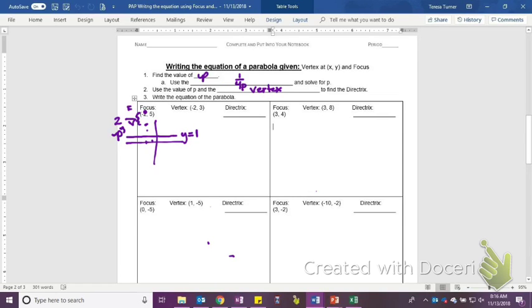The parabola opens upwards, so, oh, I should have written it here. Y equals 1 is our directrix. Then we write our equation. Y is equal to 1 over 4 times p, which is 2. X minus the h from the vertex is negative 2. So minus a minus 2 is plus 2 squared, and then plus k is 3.